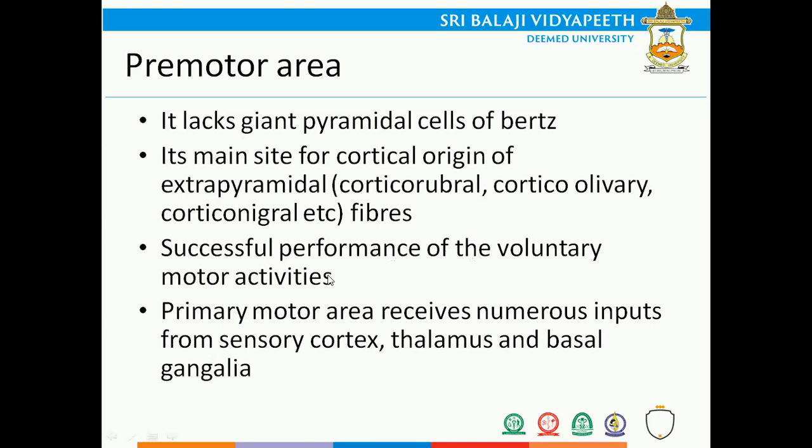For successful performance of voluntary motor activities, the primary motor cortex area receives numerous inputs from the sensory cortex, thalamus and the basal ganglia. From the sensory cortex, the sensory fibers are coming from the peripheral receptors to the spinal cord. From the spinal cord, they ascend up to the thalamus. In the thalamus, it is undergoing a relay in the ventroposterolateral and ventroposteromedial nucleus of the thalamus. Then from there, it reaches the sensory cortex of the cerebrum.